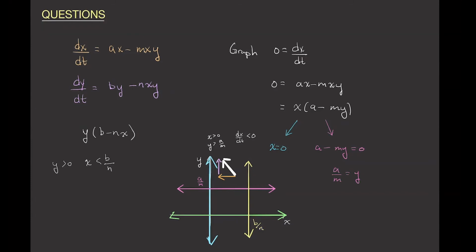And now you can do this in every one of the different regions. I'm going to erase this work. Do this in every region, in all the 9 different regions, and you'll get a sense of how solution curves might move around in the plane.